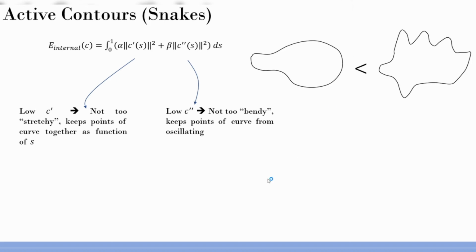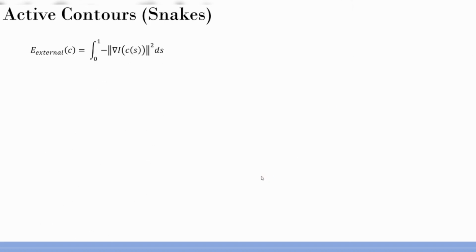Let's go to the external energy now. What is this external energy factor all about? As I said on the first slide, external energy is more towards the intensity. That's why you have the intensity factor here, right? So you have an intensity factor coming into the picture: the intensity of that particular location on the curve, and the square of that.